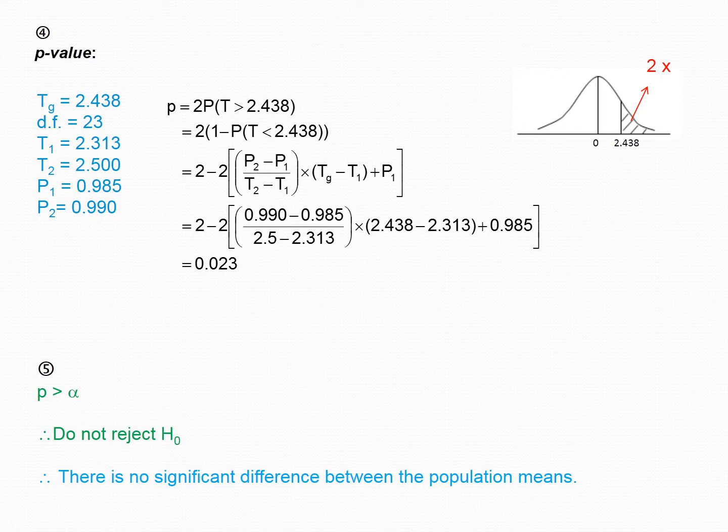If you compare that to your significance level, your p-value will be larger than alpha, so we do not reject the null hypothesis and we can make the conclusion that there is no significant difference between the population means.